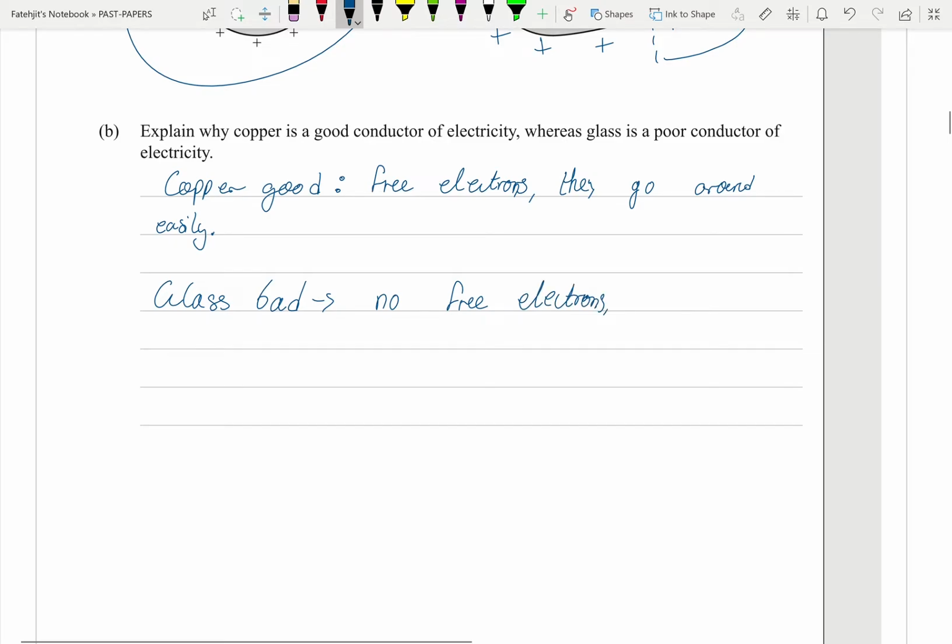And if there's no flow of electrons, there is no current, so it's bad for electricity. In fact, glass is actually an insulator. It is not even a conductor.